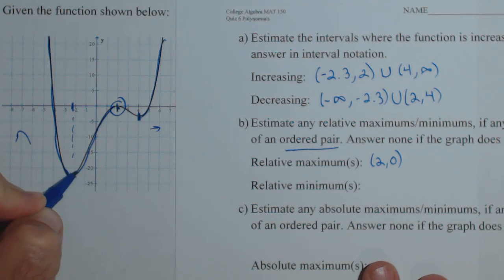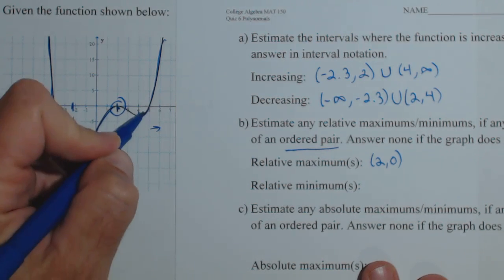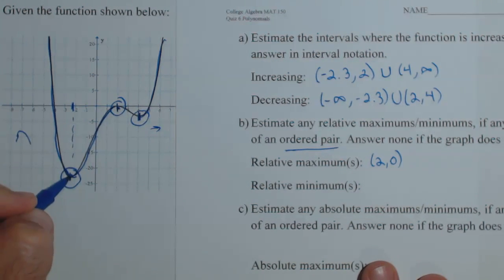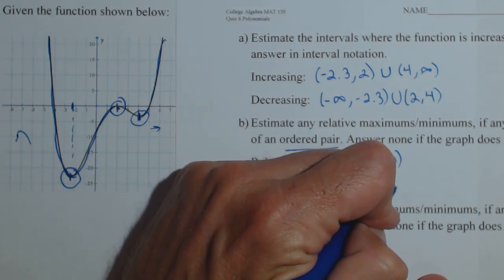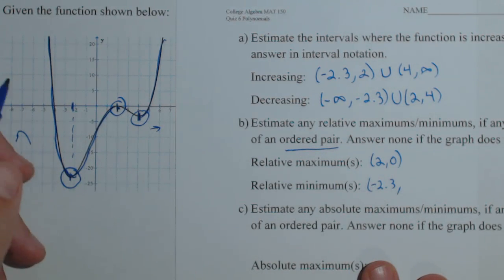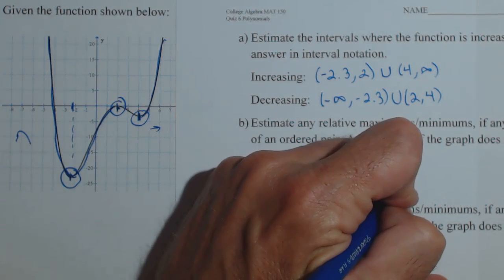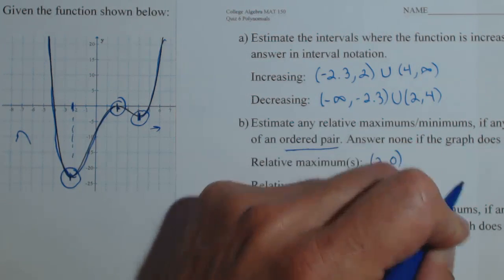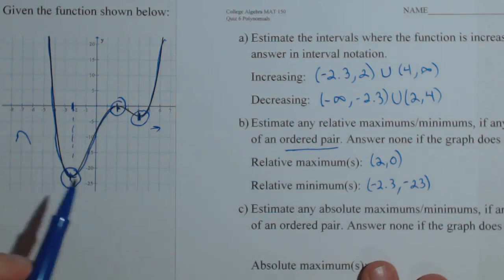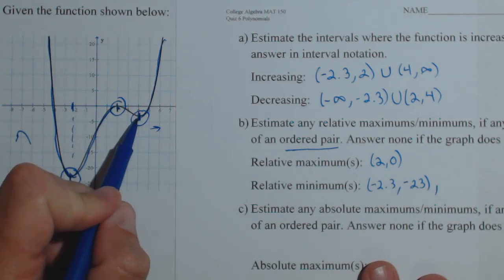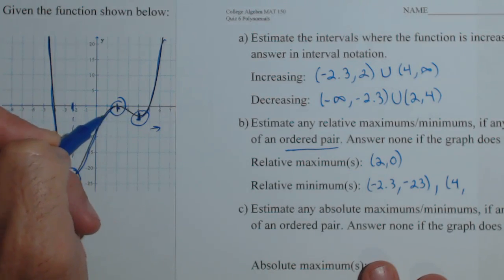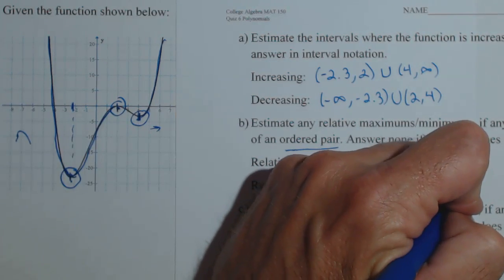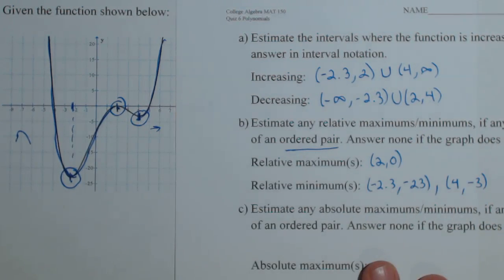Relative mins, on the other hand, are valleys. So we've got one here, and we've got one here. So we said that was about negative 2.3, and the y value looks to be right around negative 22 or negative 23. I'll let you guys figure out what you like better there. We have another one here at 4, and maybe about negative 3, somewhere in there. So we had two relative mins.